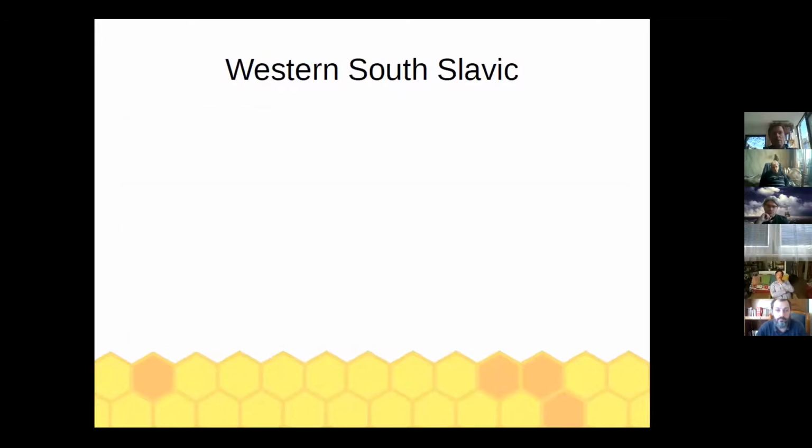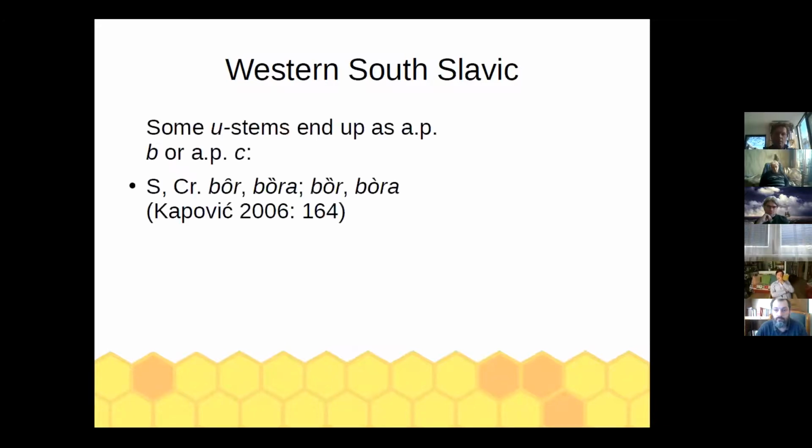So I think we can conclude that on the basis of the East Slavic forms, we don't necessarily have to reconstruct an accent paradigm D, right? So the East Slavic forms are ambiguous. They're not speaking against accent paradigm D, but we can explain all the attested material without doing so. So let's have a look at South Slavic then. And let's first look at what happens to the U stems, because there are a number of U stem nouns that end up as either accent paradigm B or accent paradigm C, at least on the face of it.